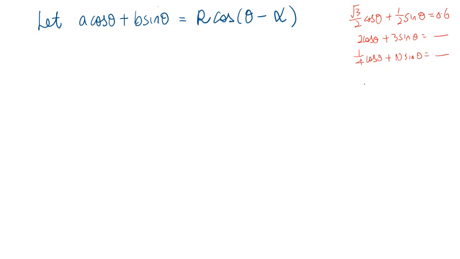So what I'm saying is that I can just let the number in front of cos theta be A, because it can be any value. We don't know what kind of equations will be given. And likewise, the value in front of sine theta can be any value. So we're going to let it be B.